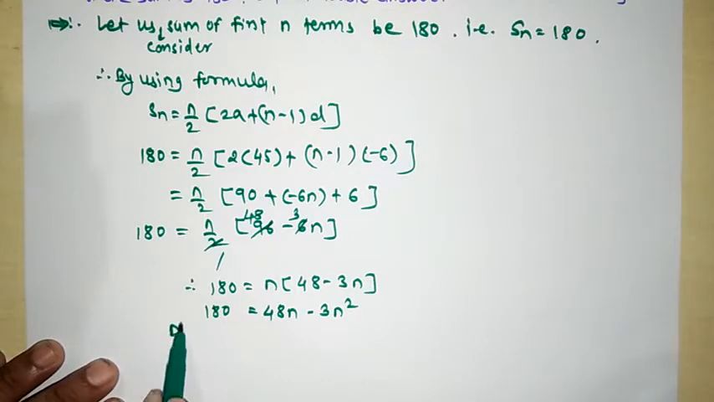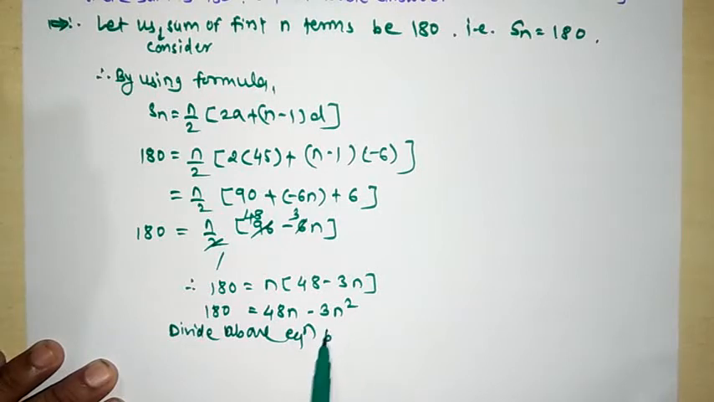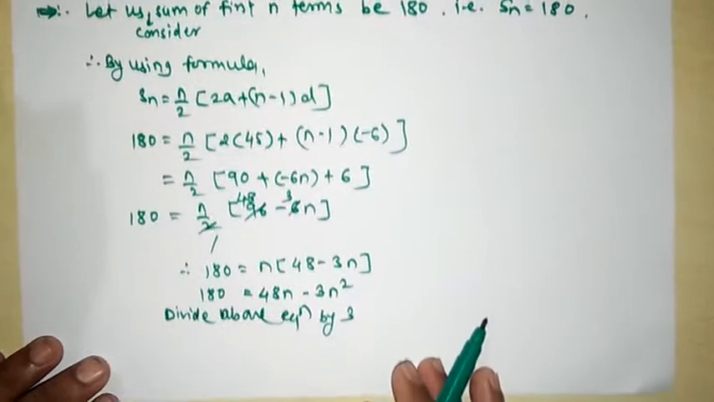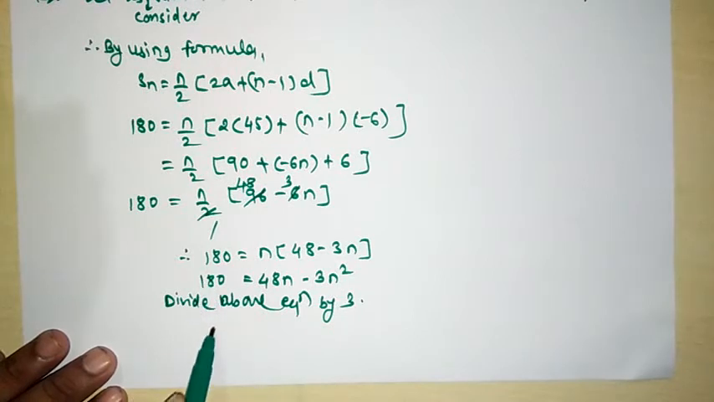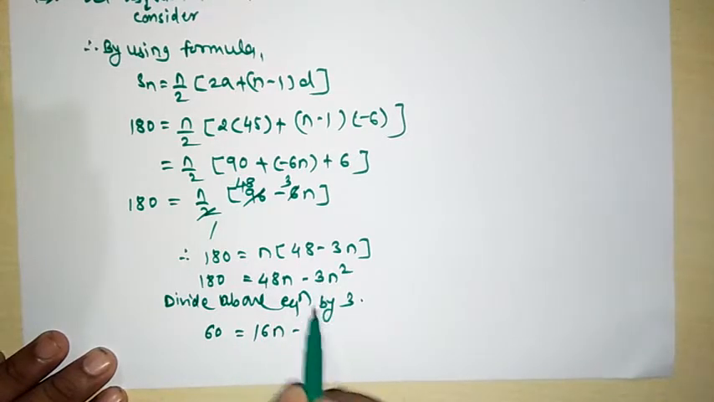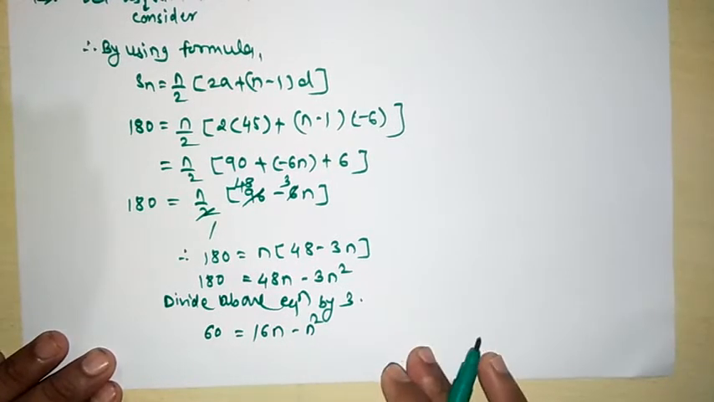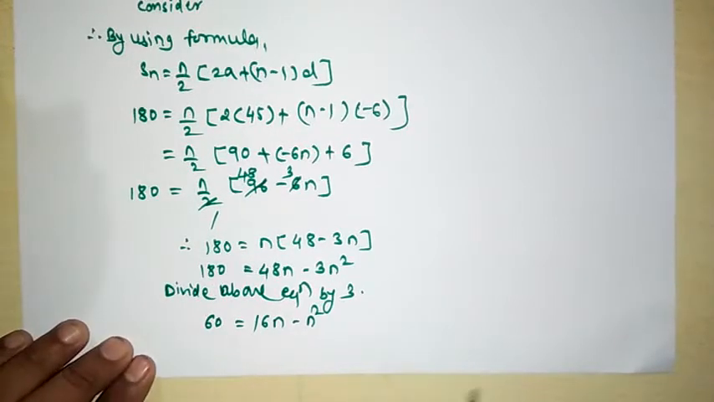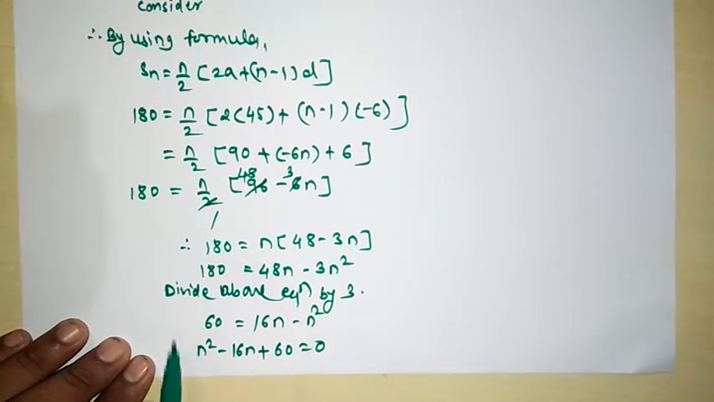Divide the above equation by 3. We have to divide by 3. 3 6s are 18, 60, and 3 6s are 18n, and 3 1s are 3, that is n square as it is. Now we got this, the equation number 1. See here, this equation, whether it is a quadratic equation or not, we will rewrite it like this: n square minus 16n plus 60 is equal to 0. We can write like this.